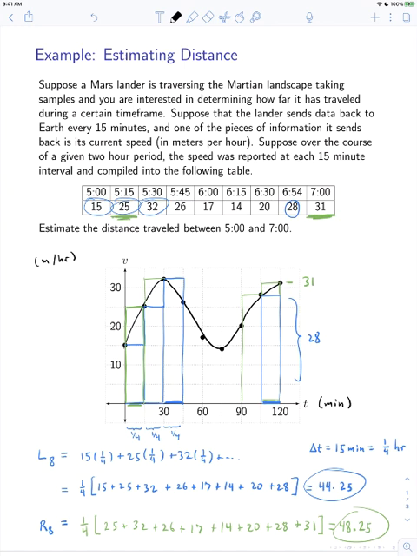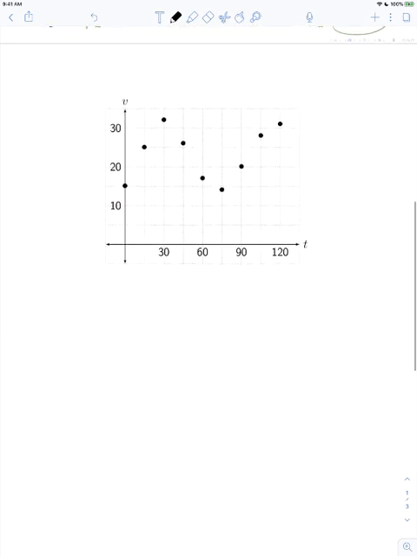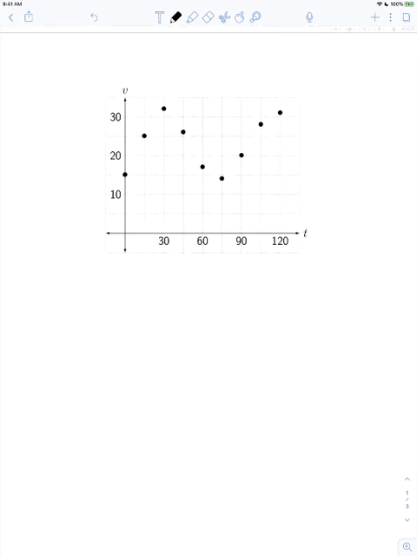There's no reason to assume that the left endpoint sums are a lower or underestimate, and the right endpoint sums are an upper estimate. There's no reason to assume that that's true. If we want to get some better idea of what an upper and lower estimate are, we should look at our graph again. So here's our graph again. Well, the points, again, we can imagine that the curve passes through these points, like so.